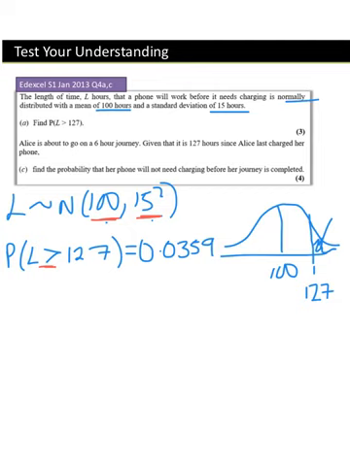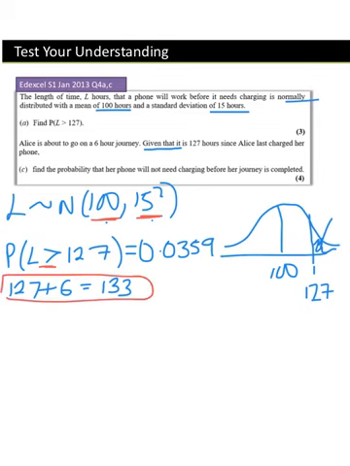Now to answer part B, it says that Alice is about to go on a 6-hour journey. Given that it is 127 hours since Alice last charged her phone, so given that the probability that L is greater than 127, find the probability that the phone will not need charging before her journey is completed. So we have 127 hours plus 6 hours is 133. So what we want for part B is the probability that L lasts for more than 133 hours, given that it is 127 hours since her last charge.